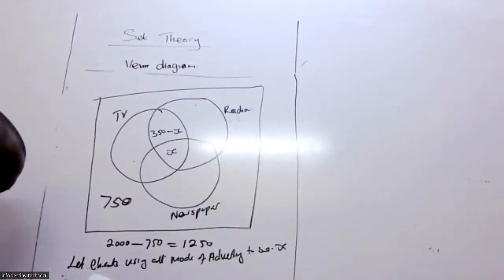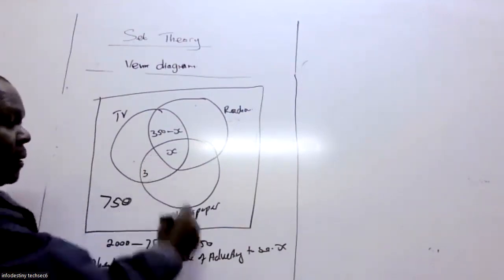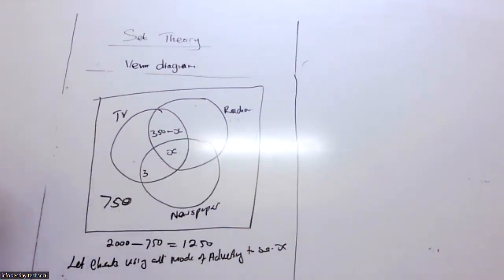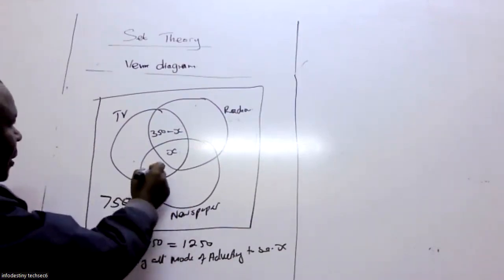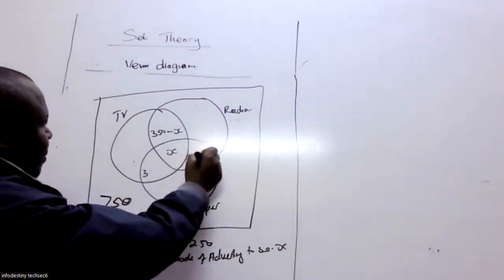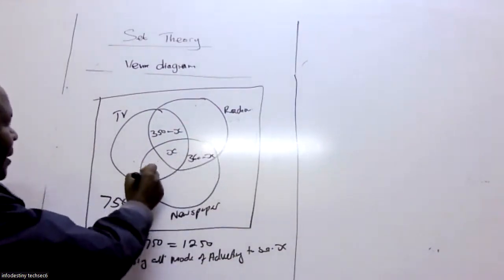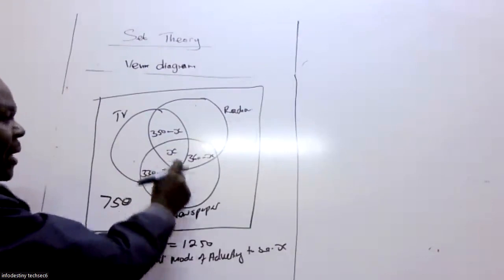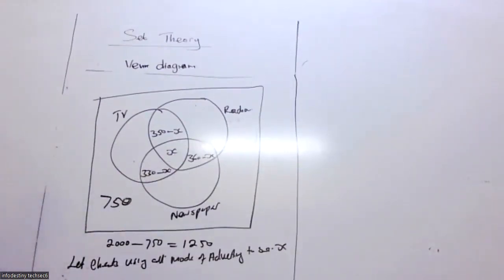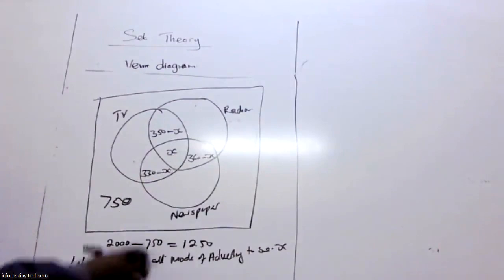For television and newspaper, it's 360. So we write 360 minus X. Radio and newspaper, it's 330. So this is 330 minus X. You are together? So now, if you want to get this one, it's going to be the total clients for the TV, then you subtract these ones.